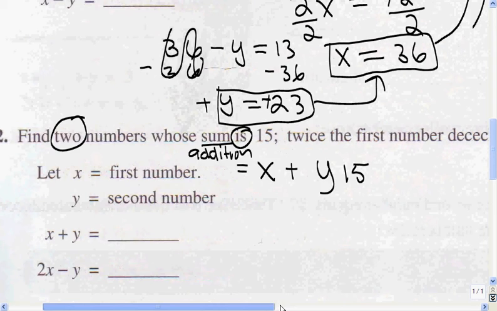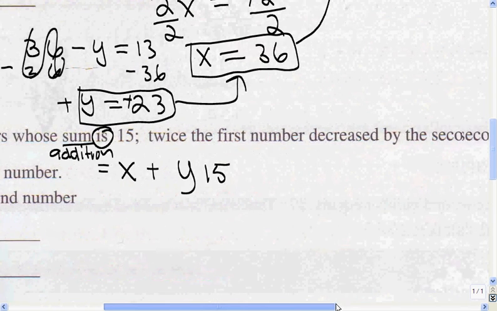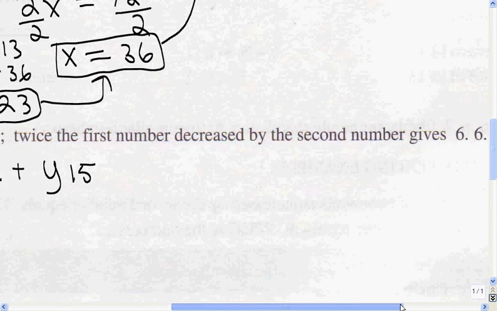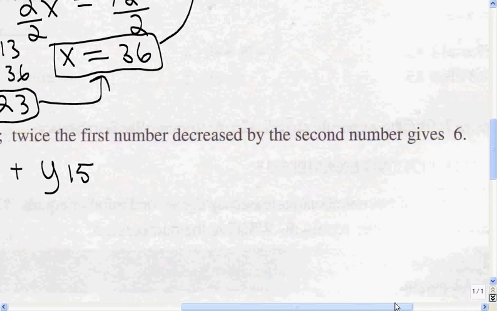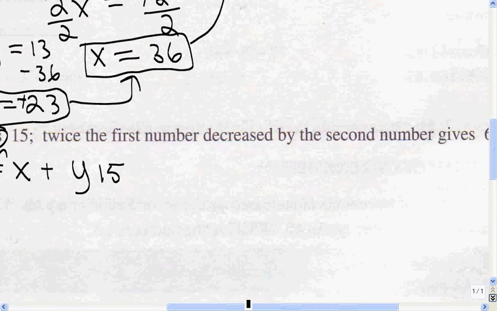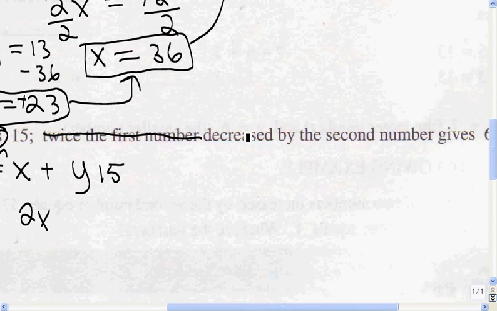And then in the second part of the word problem, they tell us, let's see, where's the end of this? Okay, here we go. The second part, they tell us twice the first number, right? So the first number is x. So twice the first number means 2 times the first number. So I'm going to write 2x. Okay, I got that part. Decreased. Decrease means subtraction, right? Subtract.